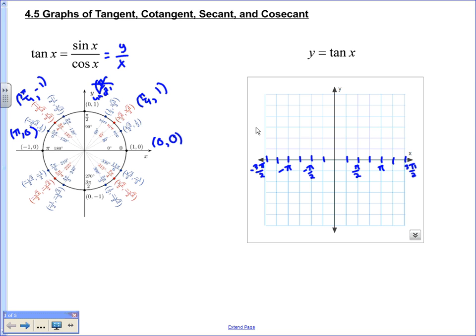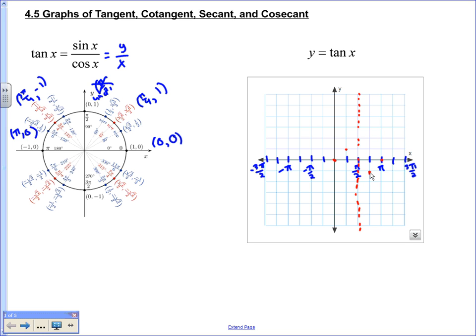So with these points, I can get a pretty good idea of what my graph looks like. I start at 0, 0, and put a point. And then at pi over 4, which is my first tick mark, I'm at 1. At pi over 2, I have a vertical asymptote. Okay, at 3 pi over 4, I'm at negative 1. At pi, I'm at 0.